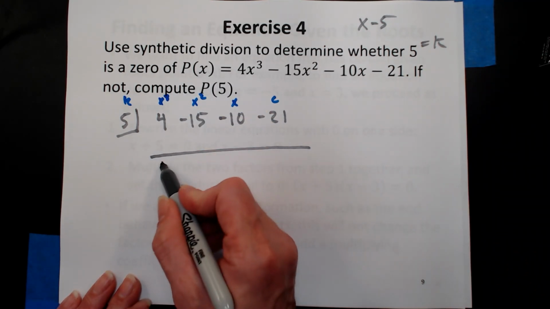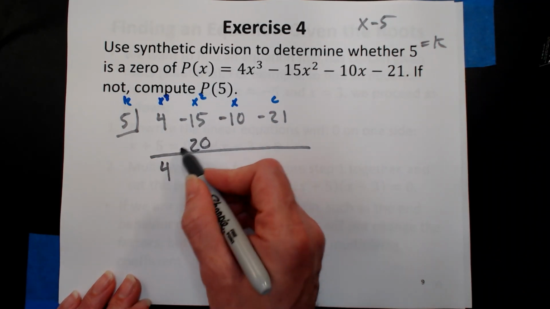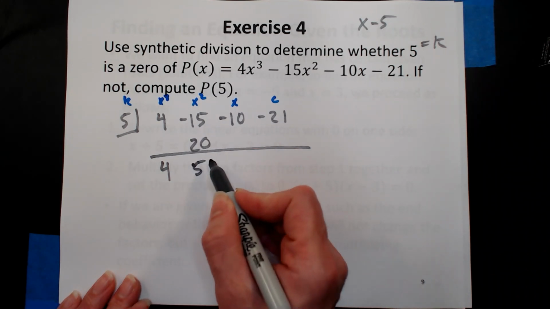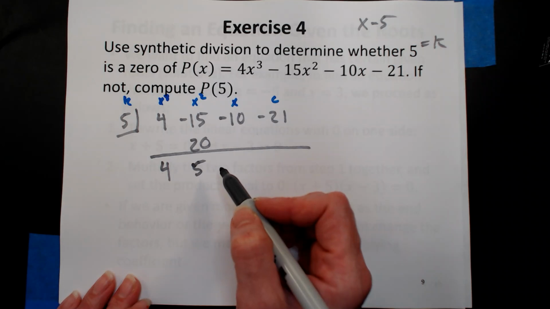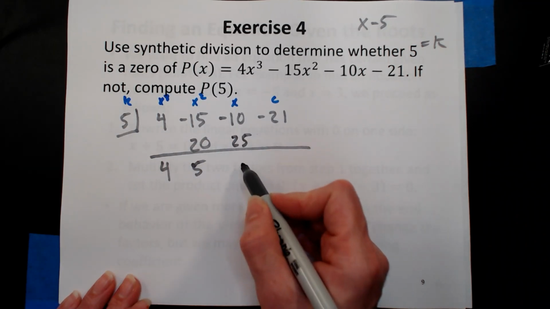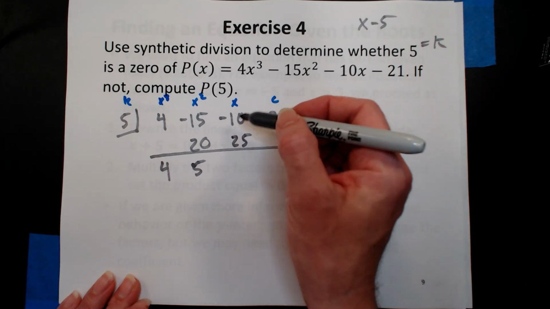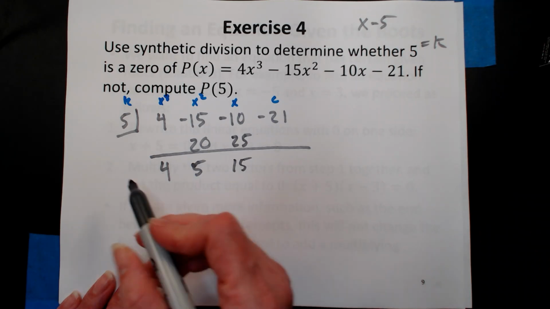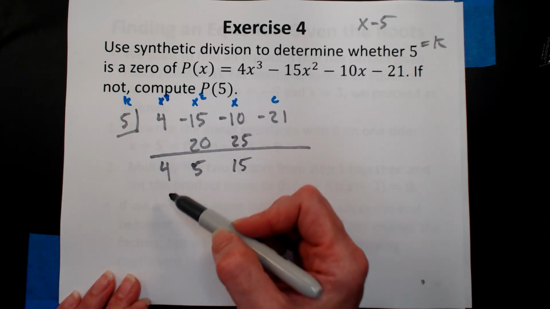So I'm going to bring this 4 down. 4 times 5 is 20, minus 15, and I'm going to get 5 again. And then I'm going to get, did I do that right? 5 times 5, which is 25. And so that's going to give me positive 15.